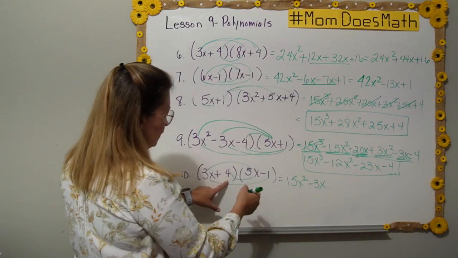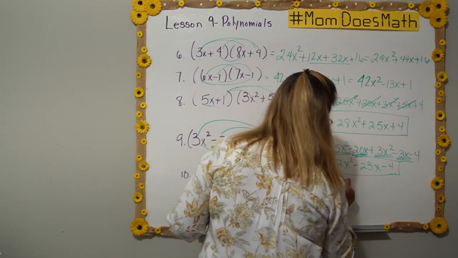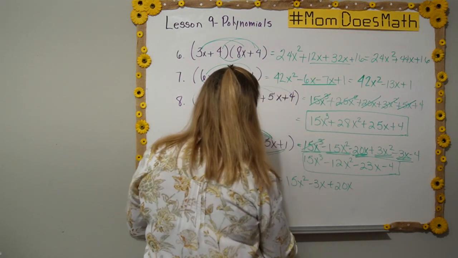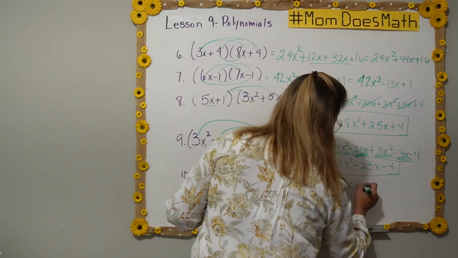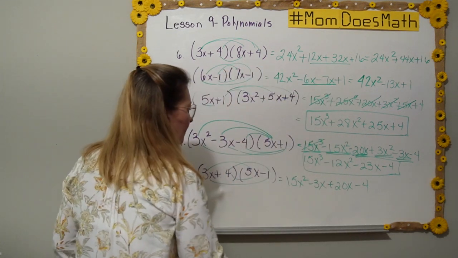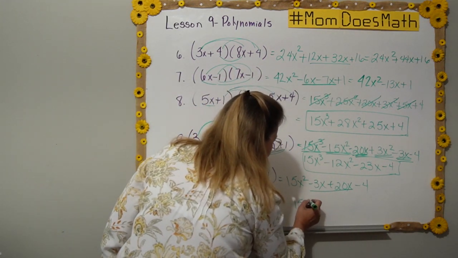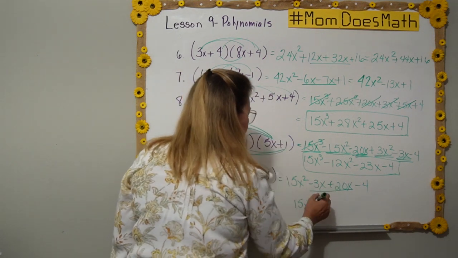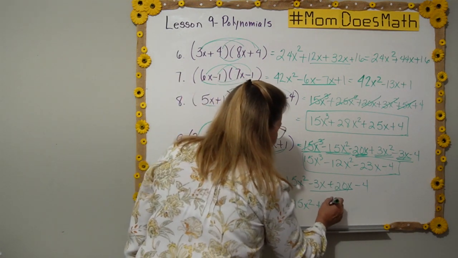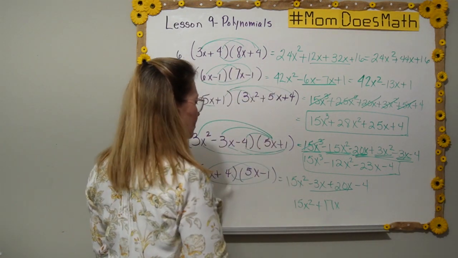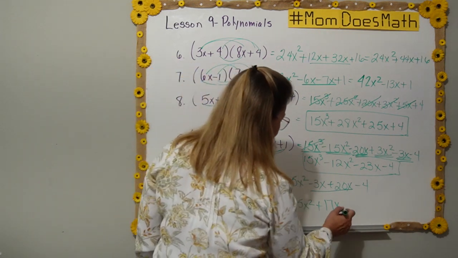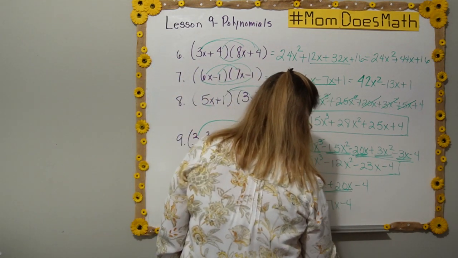The inside 2 will give you plus 20x, and then the last ones give you minus 4. All right, let's combine the middle terms. So you're going to have 15x squared minus 3 plus 20. You subtract and take the sign of the larger. So that is plus 17x minus 4.